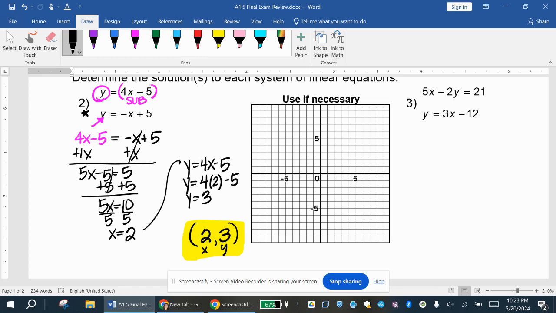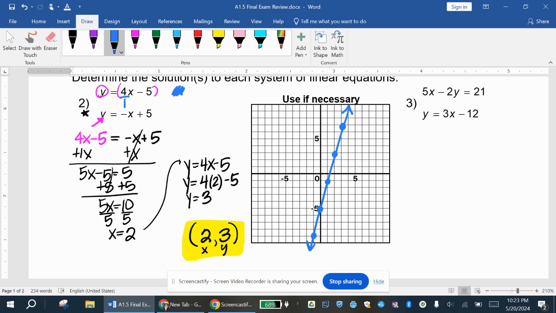Another option that you could have used is to graph these. Okay, so that first one, let's say, I'm going to color it in blue. Y equals 4x minus 5. Your slope is 4 over 1, and you're starting on the y-axis at negative 5, then you're going to go up 4 over 1, up 4 over 1, up 4 over 1, go all the way across, then you can go backwards down 4 over 1. So you can kind of see here's the line.